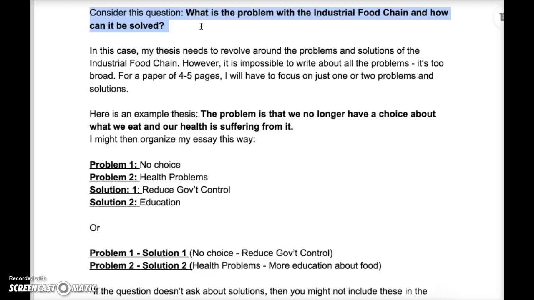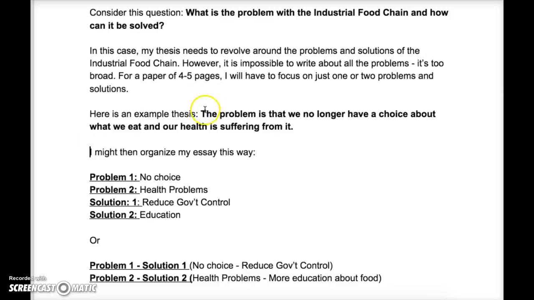Because it's a big question, you need to focus it, right? I can't write about all of the problems, it's just too broad. So for a paper of 4 or 5 pages, I'm going to focus just on 1 or 2 problems and solutions. So here's an example of a thesis. The problem is that we no longer have a choice about what we eat, and our health is suffering because of it.